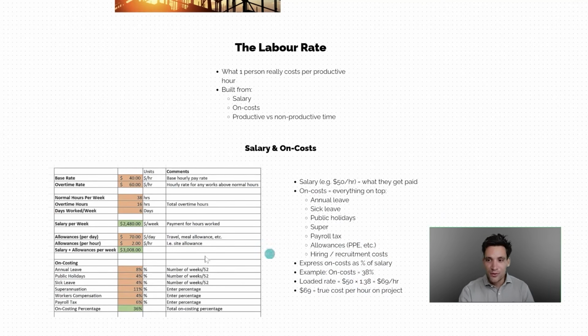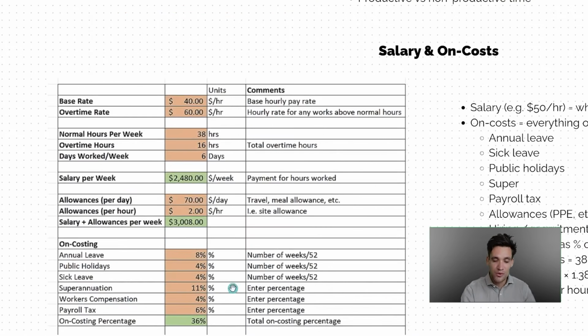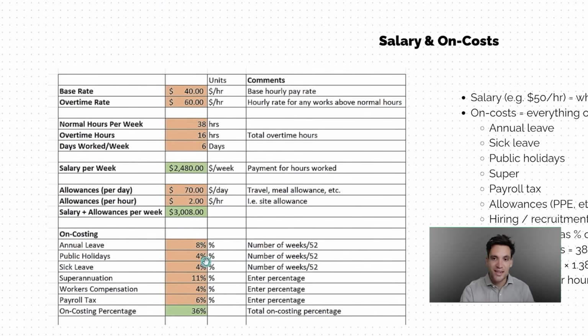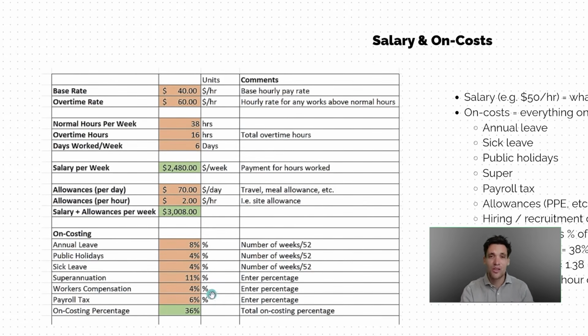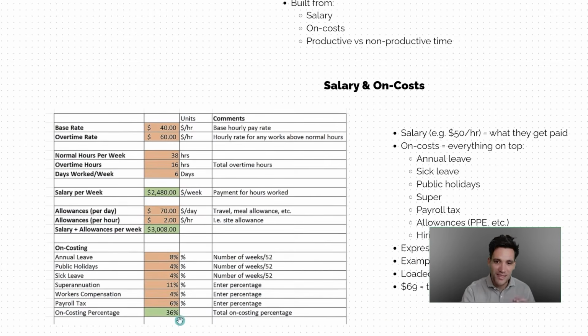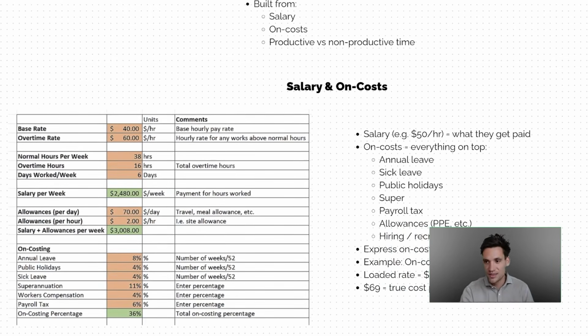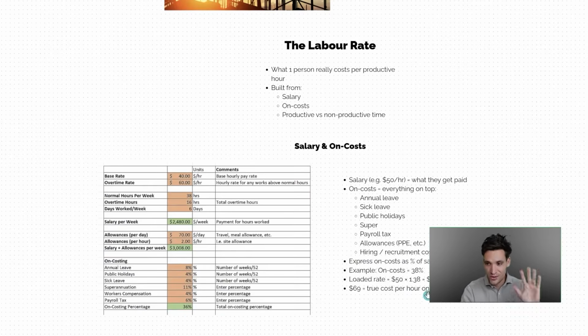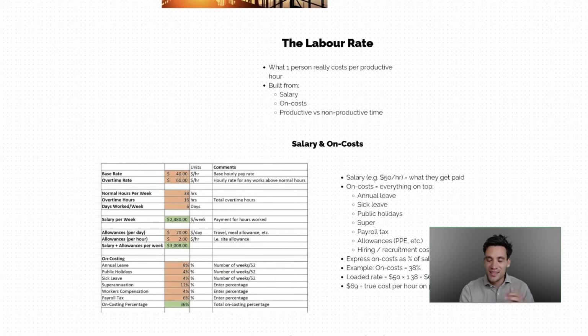So for example, this is an example from a spreadsheet. I'll put a link to you can download for free in the video description. If we factor in 8% for annual leave, which is 4 weeks of annual leave a year out of 52 weeks, public holidays, 2 weeks per year, which is 12%, sick leave, which is another 2 weeks per year, superannuation of 11%, workers' compensation of 4%, payroll tax of 6%, we actually end up with an on-cost percentage of 36%. So the other example I was using was 38. I should have made those numbers the same. We end up with the cost of that person is $69 per hour to the business.